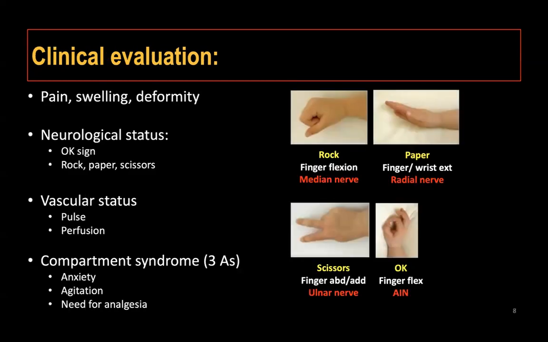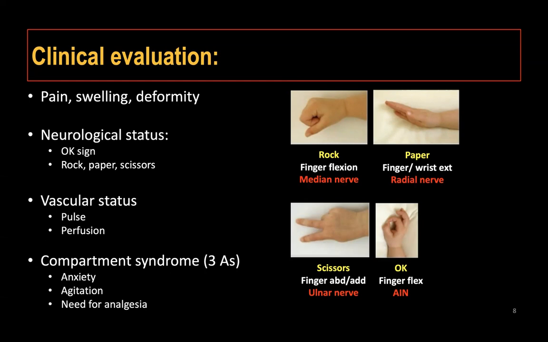Coming to clinical evaluation, every child who presents with a supracondylar humerus fracture should undergo a thorough neurovascular evaluation. A quick neurological examination to test the integrity of all three nerves can be done by asking the child to demonstrate rock, paper, and scissors and perform the OK sign. This will tell you that all three nerves are working.